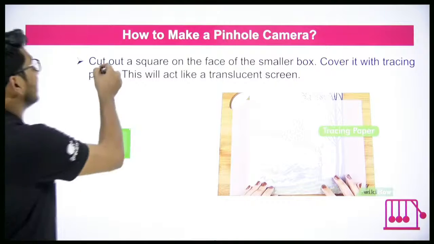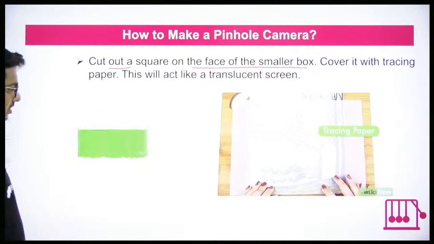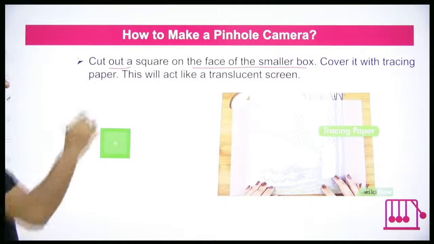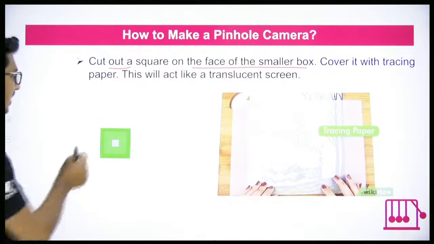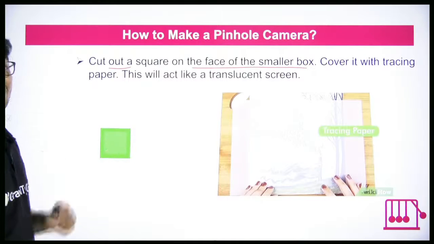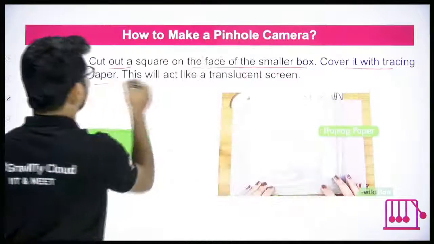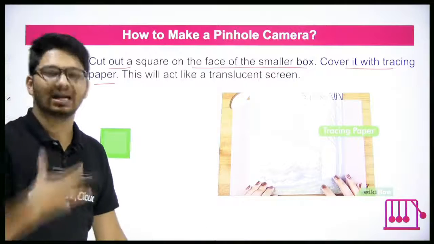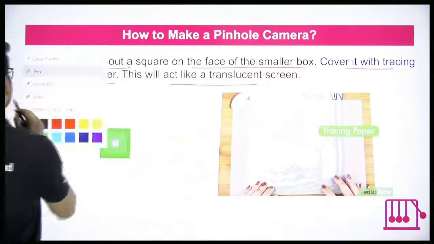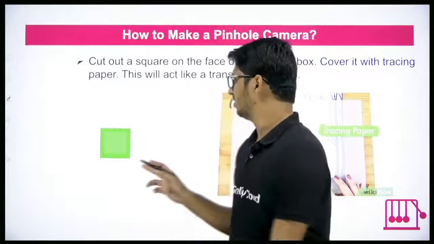So what you'll do is cut out a square on the face of the smaller box. Look at the animation here. This is the open side. On the other side, you're not making a small pinhole, you're making a square shaped hole. A bigger hole on the closed end of the smaller box. Then you cover it with a tracing paper, or any translucent paper, translucent object, and this will act as a translucent screen. Watch the animation carefully, everyone.